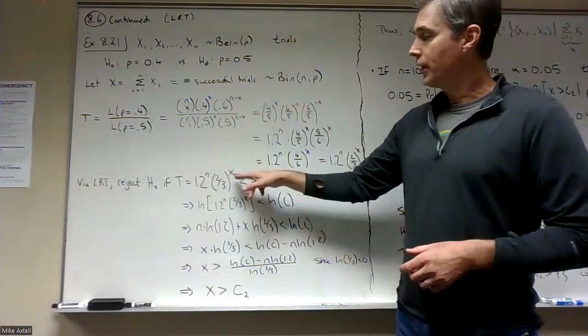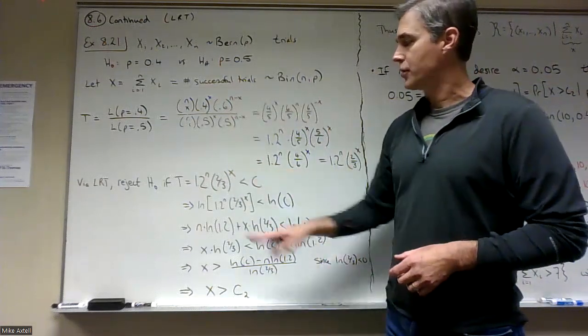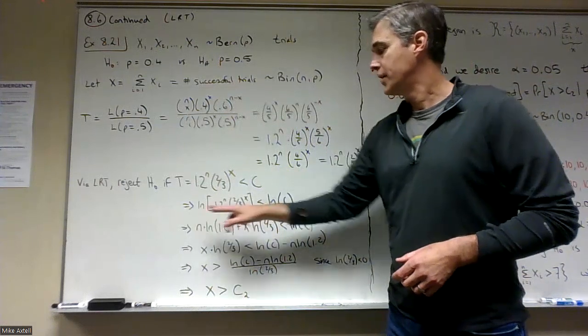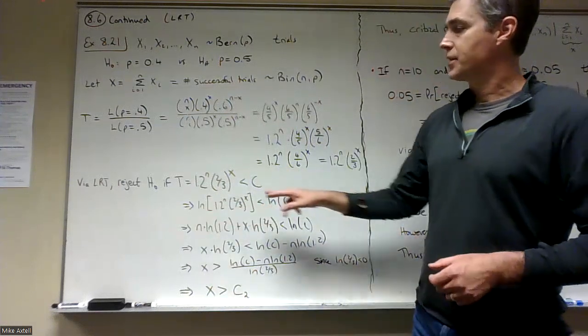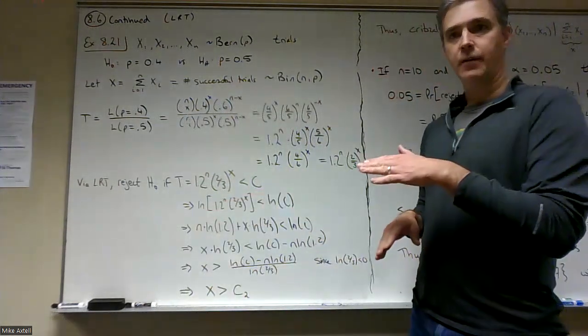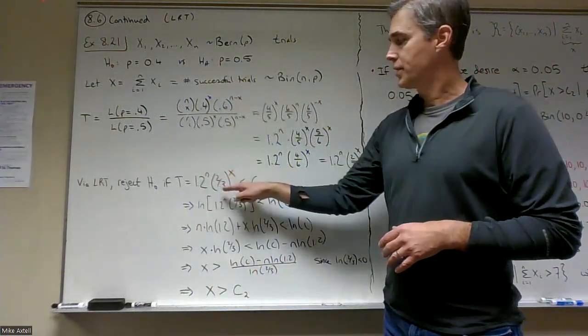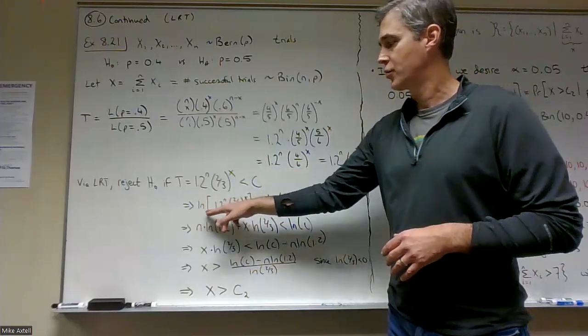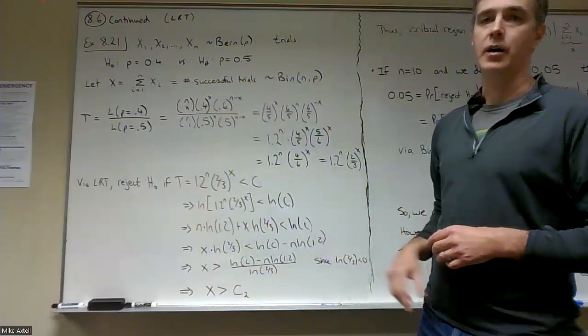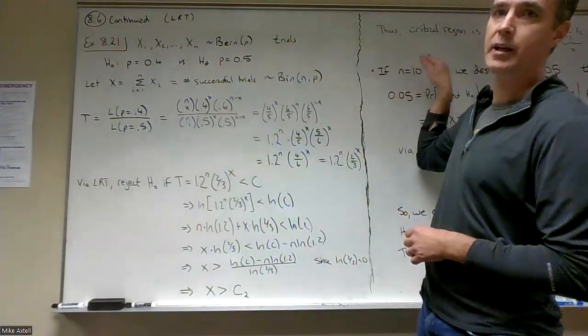To get at x, I need to get at that power. So the natural thing to do is to take the natural log of both sides. Since the natural log is an increasing function, it preserves the inequality. If this quantity is less than this quantity, the natural log of the first quantity is still less than the natural log of the second quantity, because the natural log is an increasing function.